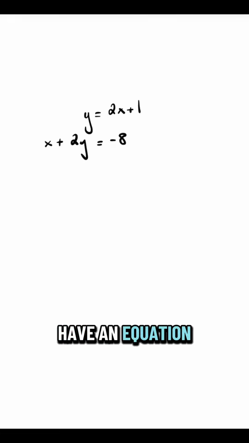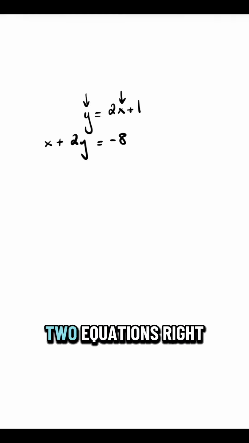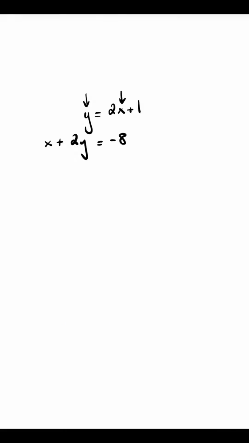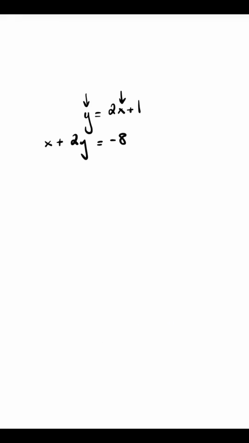So whenever we have an equation which has two variables in it, so you can see in this case, we have the variable y and the variable x. This means that we need more than one equation in order to solve for y and x. So in this case, we have two equations right here, which means that we have a linear system. So we have two equations, we have two variables, and we have to solve for y and x. And basically by solving for y and x, we will determine our point of intersection.